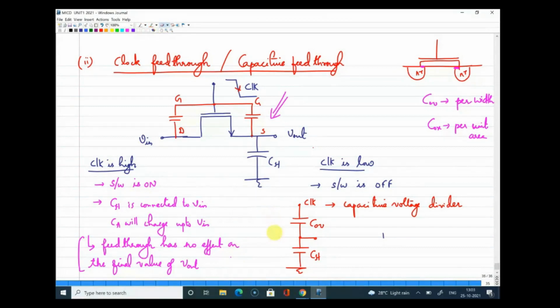Yeah, now I'm looking only at the gate terminal. Right. Now there is a capacitive voltage divider, and this is existing between the gate-drain, gate-source, and the hold capacitor CH. Now can you tell me what will be the additional voltage coming to the hold capacitor as a result of this capacitive voltage division? Are there any answers for that?